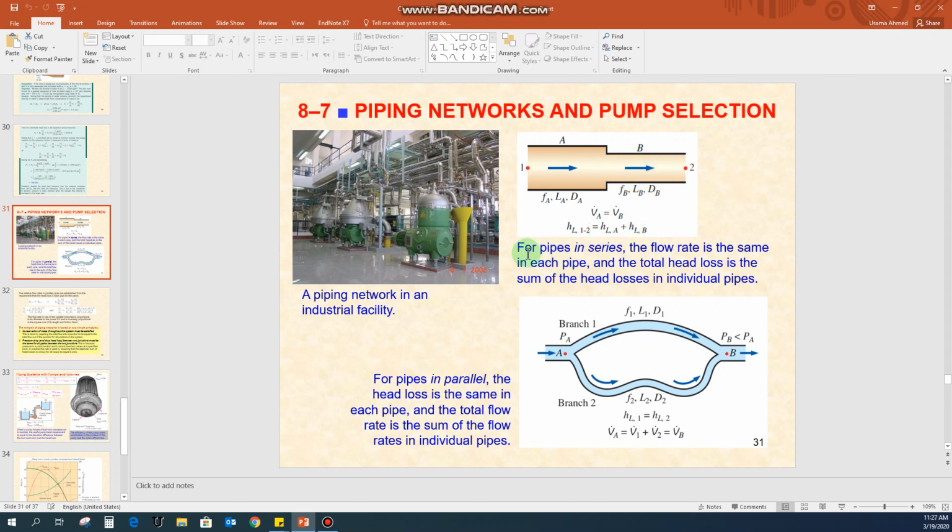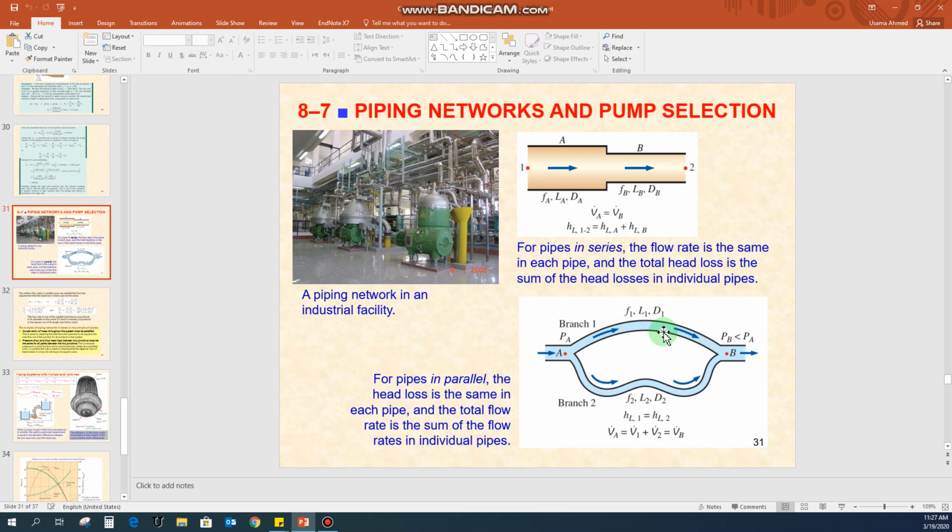So for the series pipeline, the flow rate is the same in each pipeline, and the total head loss is the sum of head losses in the individual pipelines. So we can see the explanation of these two equations from here. Now let us see another situation in which there is a split of one bigger pipeline into two pipelines, and they rejoin at the point B. Now what can happen in this kind of situation?